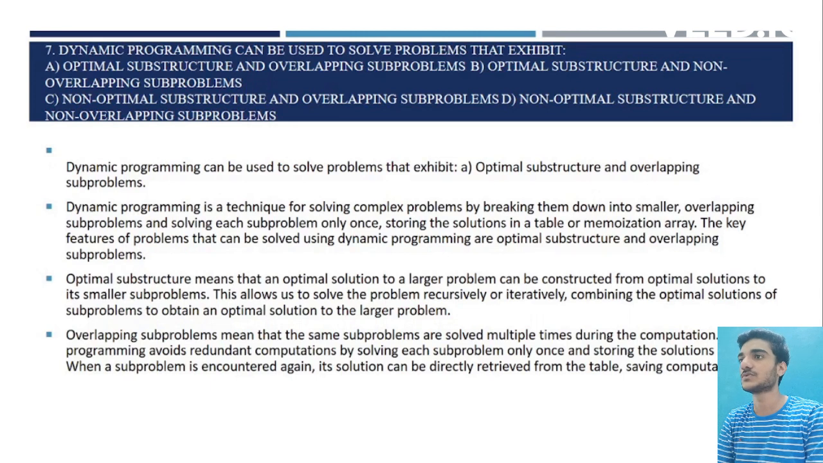Question 7. Dynamic programming can be used to solve problems that exhibit. The correct answer is optimal substructure and overlapping subproblems. Optimal substructure means that the optimal solution to a larger problem can be constructed from the optimal solutions to its smaller subproblems. Overlapping subproblems means that the same subproblem can be solved multiple times during the computation.